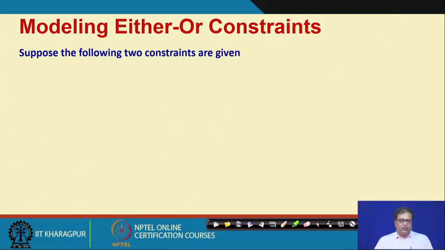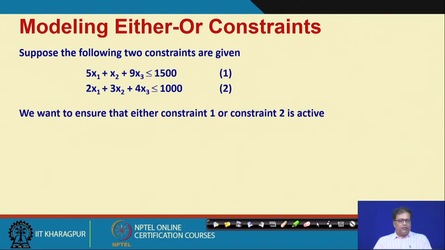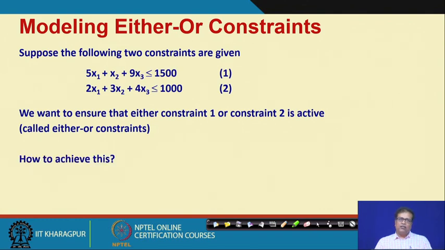Suppose the following two constraints are given: 5x1 + x2 + 9x3 ≤ 1500 and 2x1 + 3x2 + 4x3 ≤ 1000. The idea here is, supposing we have to have only one constraint satisfied, either the first one or the second one, then how should we model? That is the question. So, we want to ensure that either constraint 1 or constraint 2 is active, called either-or constraints. How to achieve this?